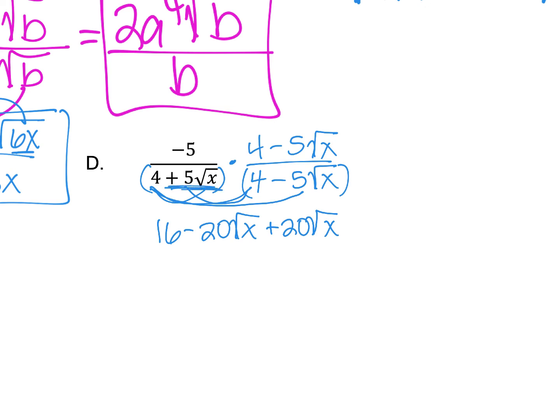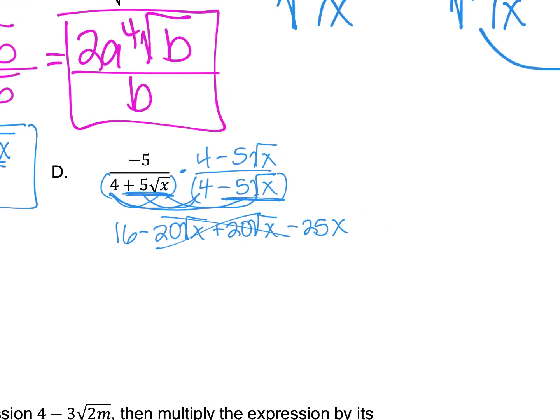Look at this closely. Multiply the outsides, insides. So 5 times a negative 5 is a negative 25. And then the square root of x times the square root of x. Remember, it gets rid of the square root. It's just x there. Notice your middle terms cancel. So we're left with 16 minus 25x in the denominator.